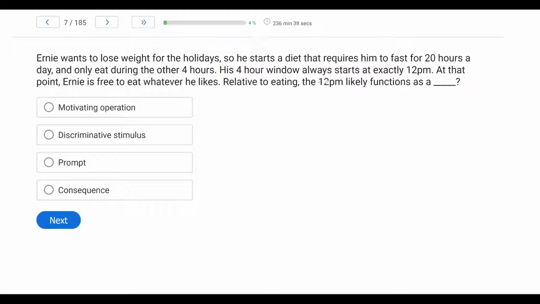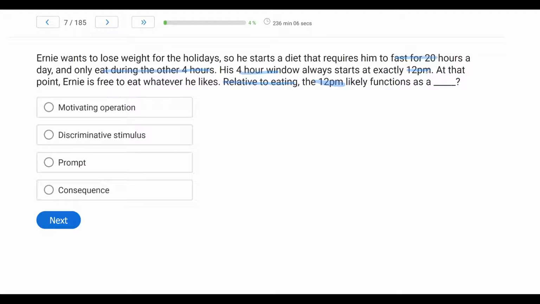The question is asking about 12 p.m. relative to eating. And it's important we know it's relative to eating because it's identifying whether 12 p.m. is an antecedent or a consequence. So, what else do we know right now about 12 p.m.? We know Ernie wants to lose weight for the holidays, so he's fasting for 20 hours and only eating the other 4, meaning he's depriving himself of food for 20 hours and only eating during 4 hours of the day. That 4 hour window starts at 12 p.m., meaning 12 p.m.